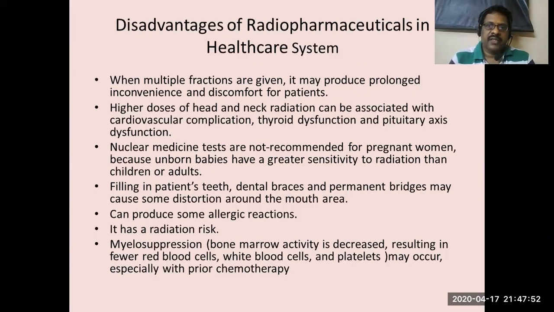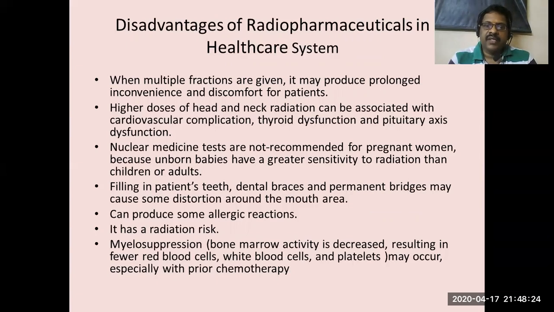Disadvantages also, there are many disadvantages. When multiple fractions are given, it may produce prolonged inconvenience and discomfort for patients. So mostly we prefer one dose only. Higher doses of head and neck radiation can be associated with cardiovascular complications, thyroid dysfunction, and pituitary axis dysfunction. These are possible. Nuclear medicine tests are not recommended for pregnant women because unborn babies have a greater sensitivity to radiation than children or adults.